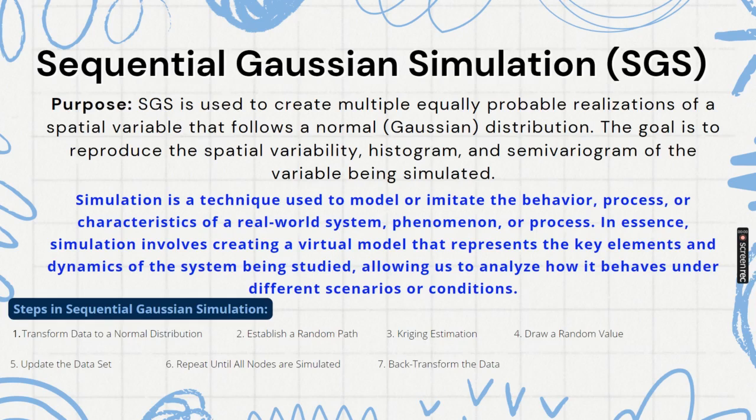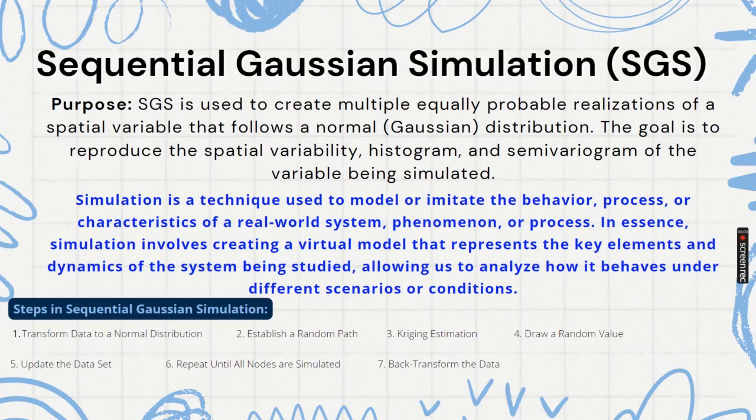Here are a few steps to perform SGS. First, you must understand these 7 stages. First, transform data to a normal distribution, then establish a random path, then kriging estimation, then draw a random value, then update the data set, repeat until all nodes are simulated, and then back transform the data. Don't worry, this is not at all a user-friendly process. For that, a machine is always required.